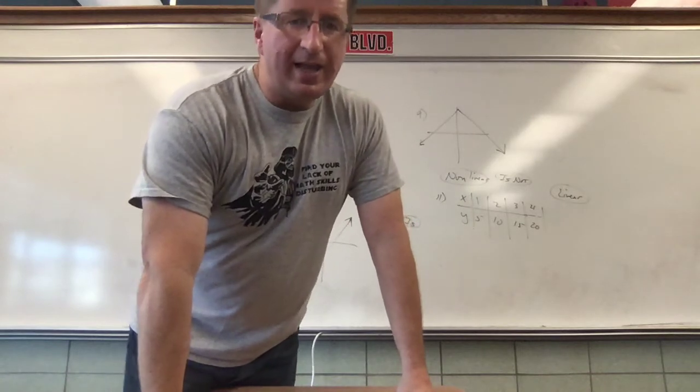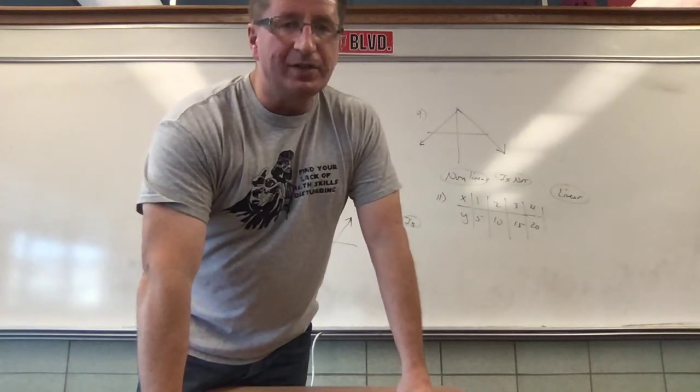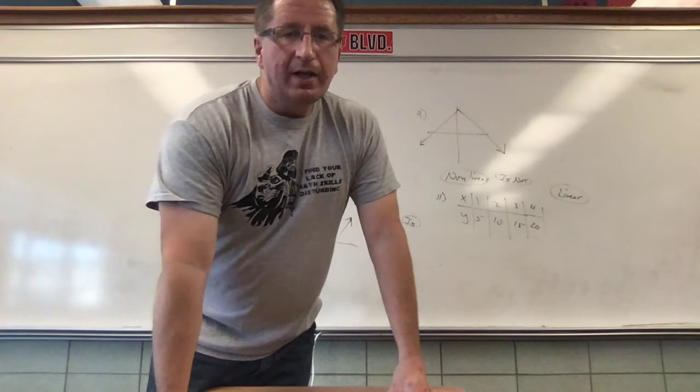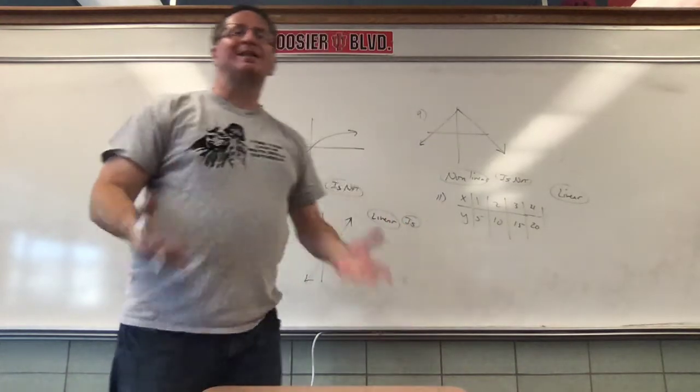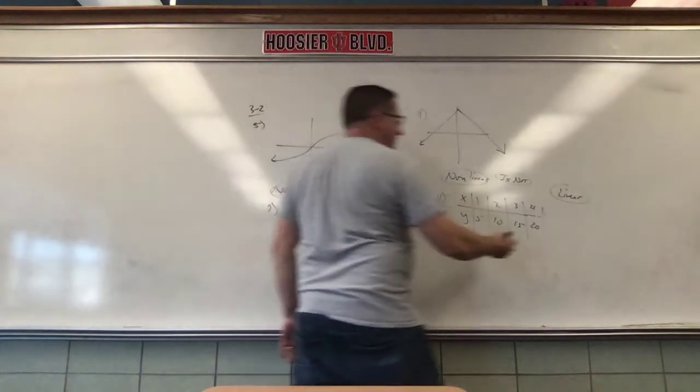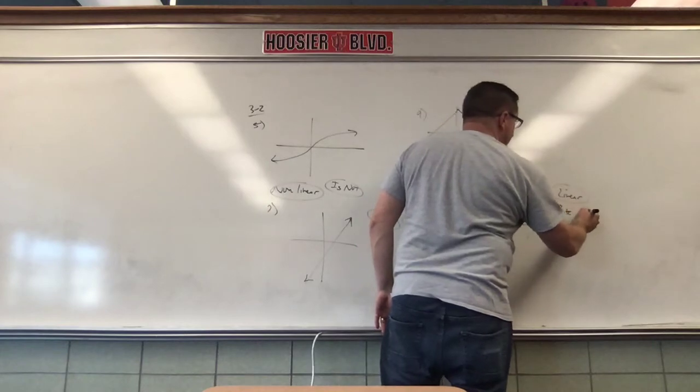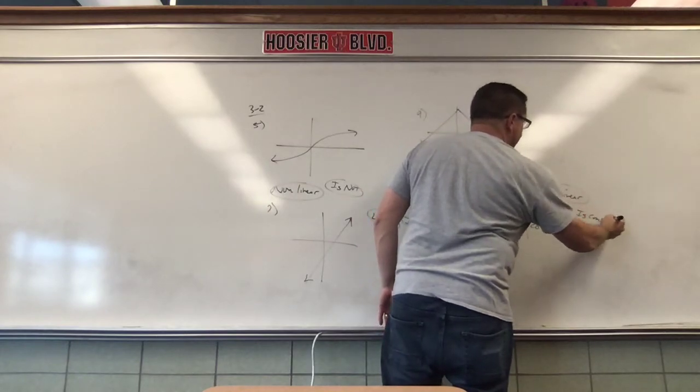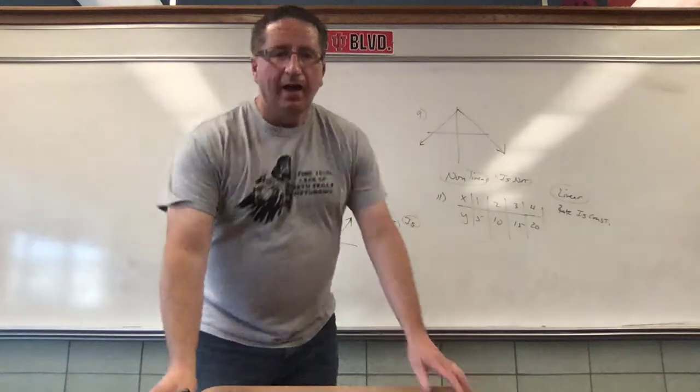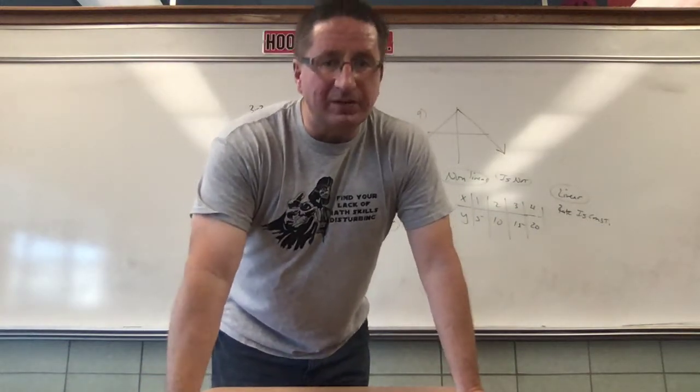Then they have some statements that you want to click on. There's more than one right answer here, okay? The first choice says the rate of change is constant. Yes, okay? If something's linear, the rate of change is constant. So that's one you're going to click on. The next choice says the y values are multiples of 5.